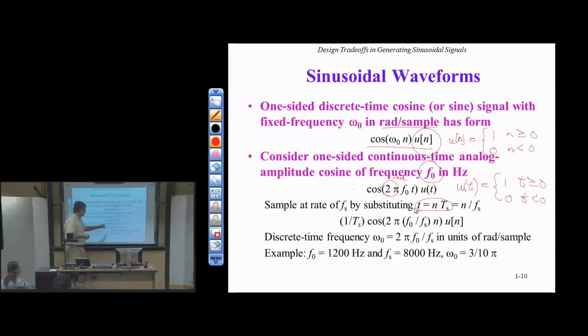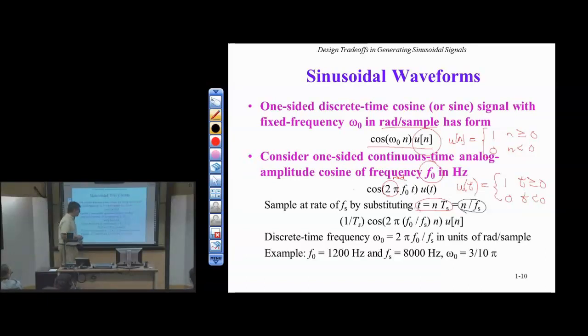So I can either substitute for little t, little n times capital T sub s, the sampling time, or I can substitute n divided by the sampling rate. It's the same answer, the same value. So let's do that. If we substitute in little t into this continuous time analog cosine, then for every time we see little t, we're going to replace it with n over fs for this particular derivation. So the little t becomes little n over fs.